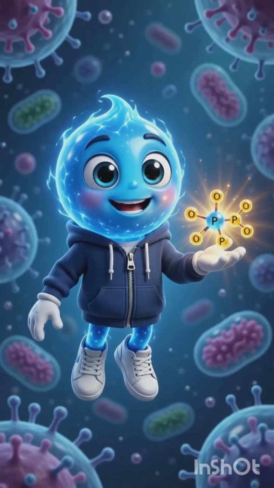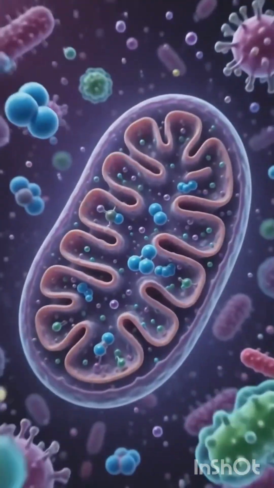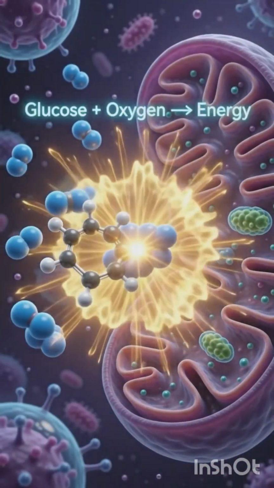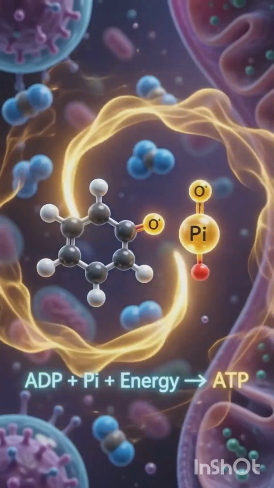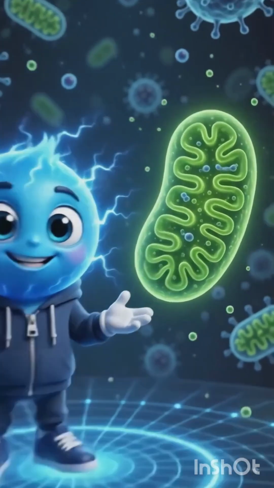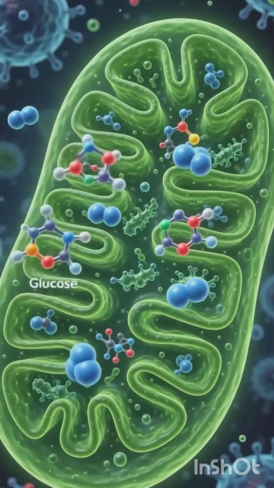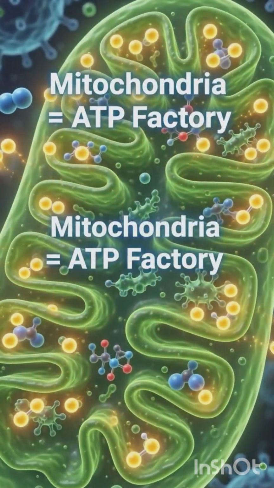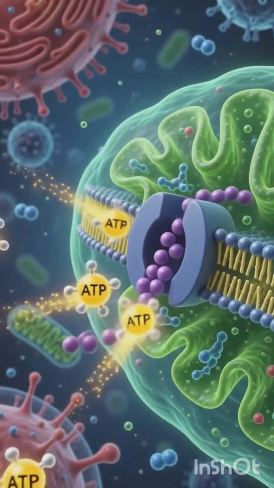Where does ATP get its energy? Mitochondria capture energy released during cellular respiration and store it in ATP, the cell's energy currency. If ATP is the cell's battery, where is it charged? Mitochondria produce ATP through cellular respiration, supplying energy for nearly every activity inside the cell.